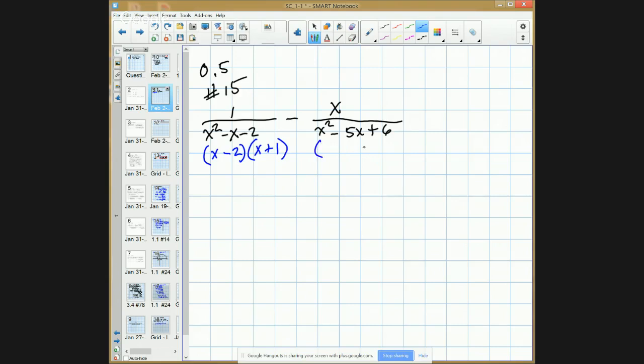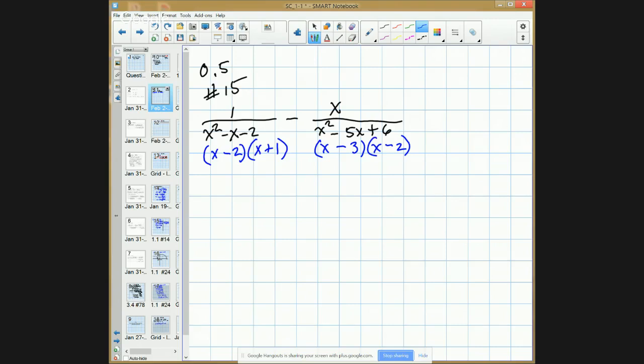And now this guy, again, x and x. This time we have a product of 6 that could be a +3 and a +2, or it could be a -3 and a -2. And if you look at this middle sign, it's got to be the latter, because now the middle term is going to work out. A -3x plus a -2x is a -5x. -3 times -2 is +6. We got it.